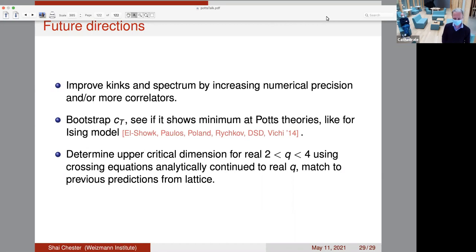Just a small comment. In the beginning, you outlined a lot of different techniques to determine these points in the D, Q plane. It would maybe be nice to have some kind of figure just showing where they all are, where your estimate is, and see what agrees and what is precise and so on.